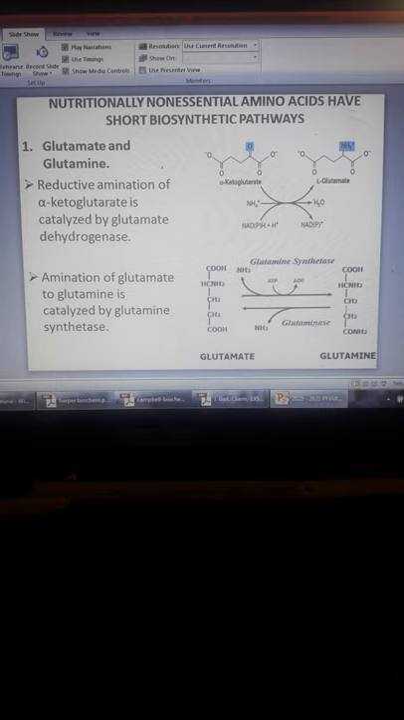While glutamine is converted to glutamate, that is acted on by the enzyme glutaminase, so there is removal of your NH3. Likewise, in the conversion of glutamate to glutamine, there is also a removal of your ammonia group. Okay?